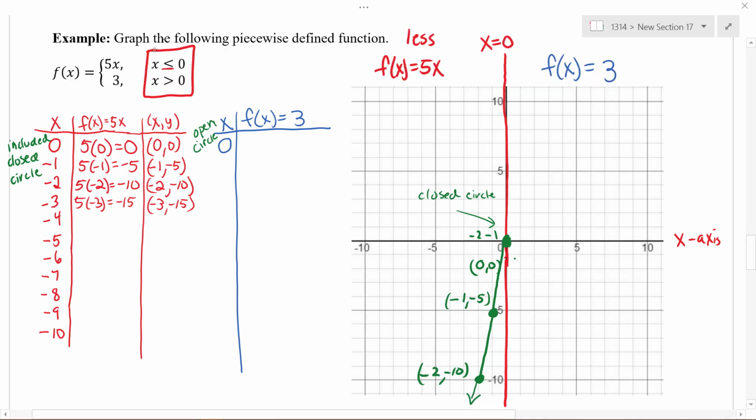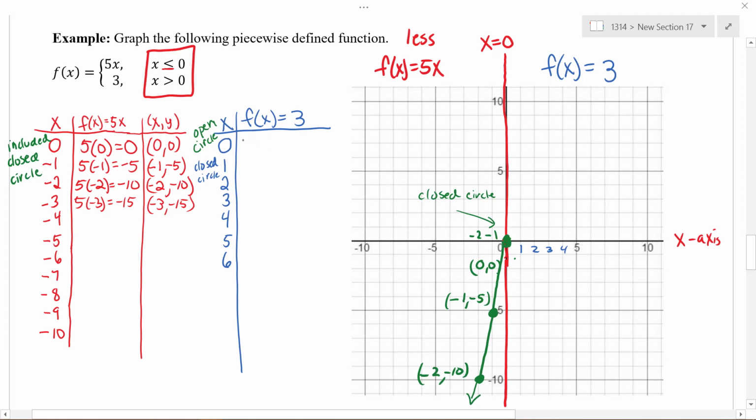Okay, what other x values can we include? Well, we want x values that are greater than 0, so I can include 1, 2, 3, 4, and so on. Anything that's larger than 0 can be included. Now everything after this is going to be a closed, filled-in circle that we plot on the graph, because all of these are included. They're all part of that inequality. So for anything else we plot after that 0, everything else is going to be a closed, filled-in circle.